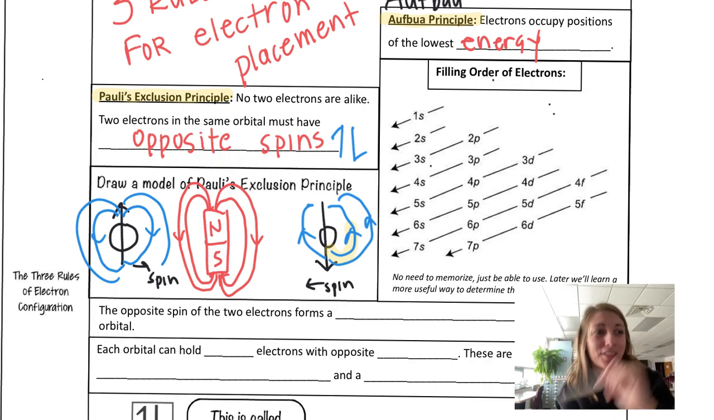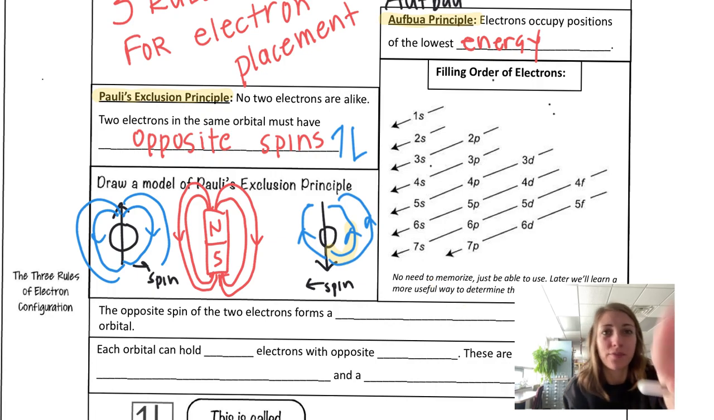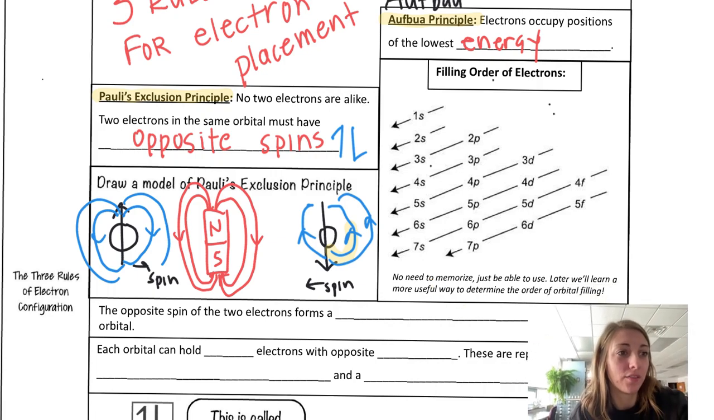That's okay, so I just lied. The second energy level has the s and the p orbitals, and then we go to 3s and 3p and 4s, and you just kind of keep following it like this. You don't need to memorize this, okay? For now, I will give you a copy of it if you need it. Later, I'm going to show you a more useful way to figure out the order in which all of these orbitals fill.